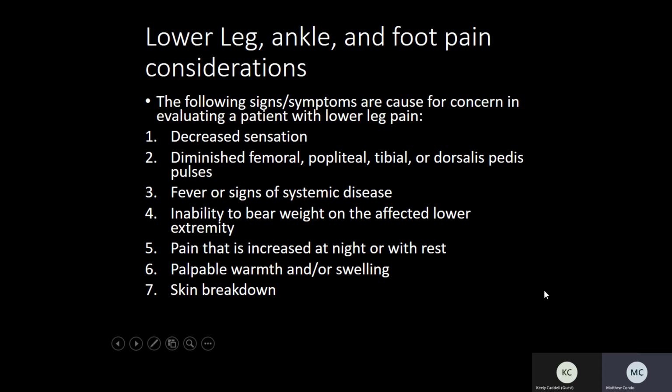If they can't bear weight, that is a really difficult patient to deal with. Now, if they just sprained an ankle and they already had their diagnostic imaging done and they can't bear weight, and we know they can't bear weight, I'm not saying that we cannot treat them, but you just have to consider that. If there's any sort of skin breakdown, swelling, warmth, anything like that, or that red flag pain at night, we definitely want to make sure we consider that as well.